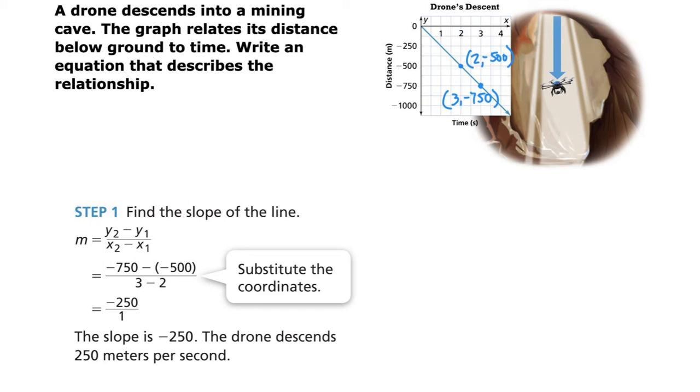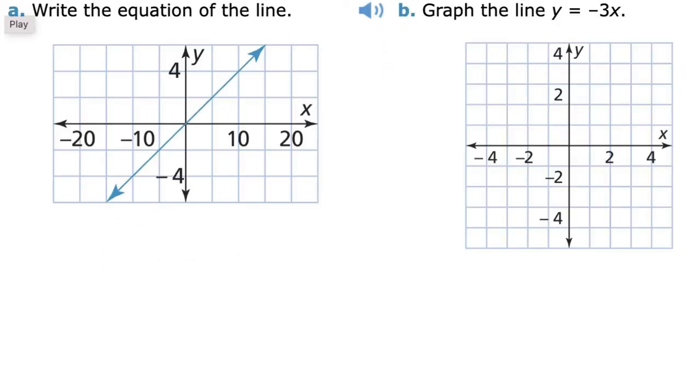And in order to find the slope, you just have to subtract or find the change in y variables, then divide it by the change in x variables. Substituting in the coordinates right here and simplifying down to negative 250 over 1, I now know that the slope is negative 250, which basically states that the drone descends 250 meters per second. And a negative slope makes sense in this example based on the direction of the line.